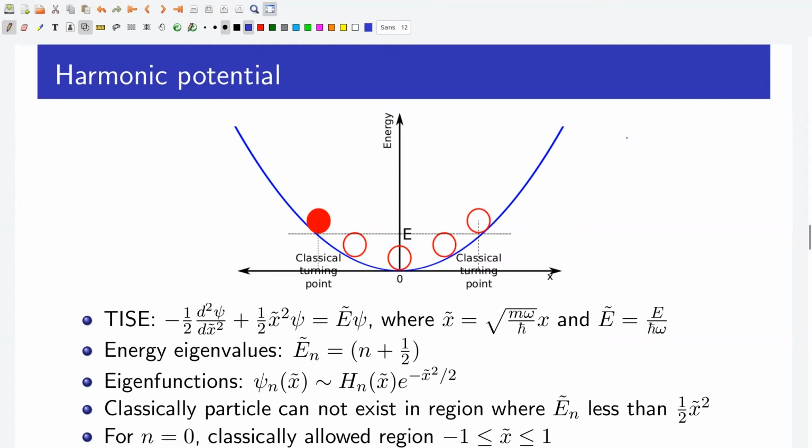Let us now discuss the harmonic potential. Consider a particle rolling up and down in a harmonic potential. The blue line represents the potential energy, which is minimum at x equal to 0. As the particle moves away from the minimum, potential energy increases quadratically from the minimum. Classically, the particle turns back and slides downward from the point where the potential energy exceeds the total energy. This is known as the classical turning point.